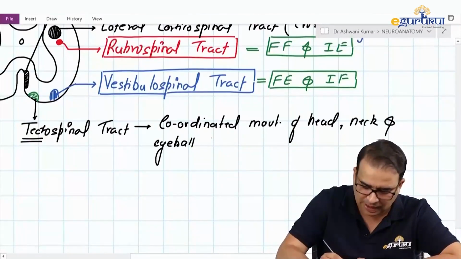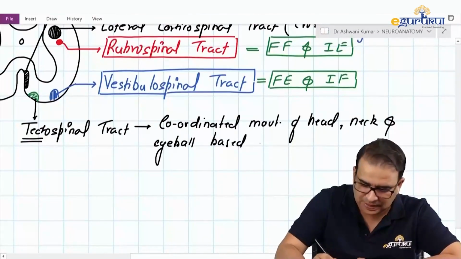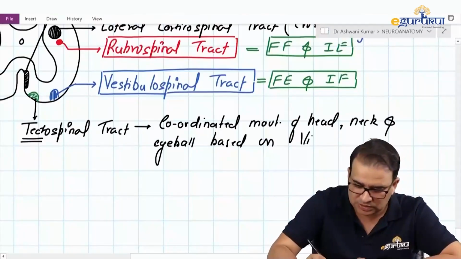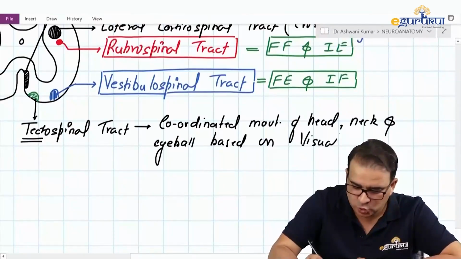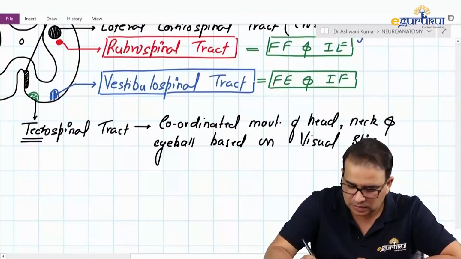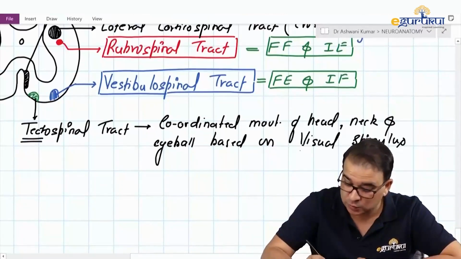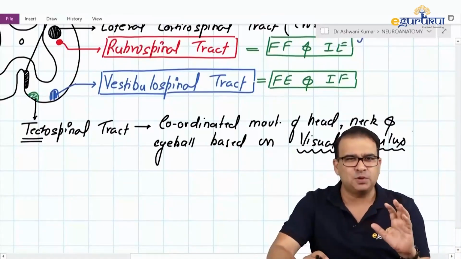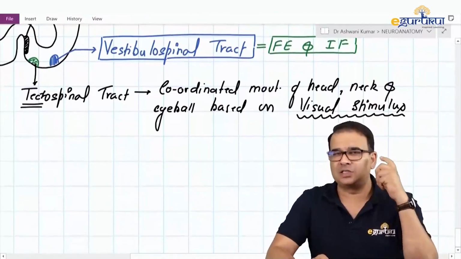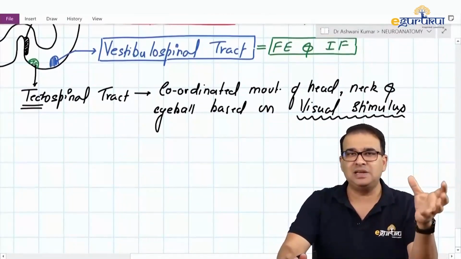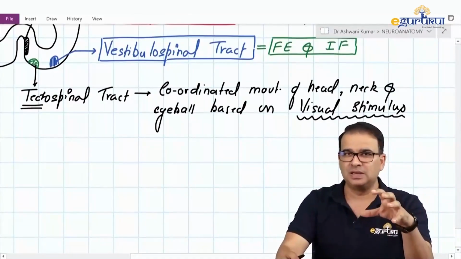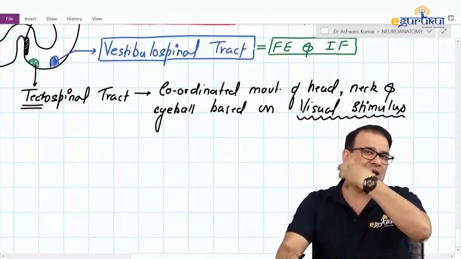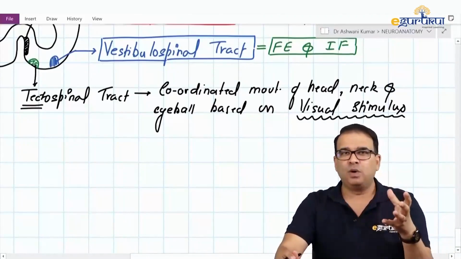Head, neck and eyeball, based on, now that's important, based on what stimulus? Based on the visual stimulus. Because we will be discussing a tract which will be having a similar sort of function, but based on the auditory stimulus, that is like MLF, medial longitudinal fasciculus. So that medial longitudinal fasciculus that we have in the brainstem, that will work in a different way.